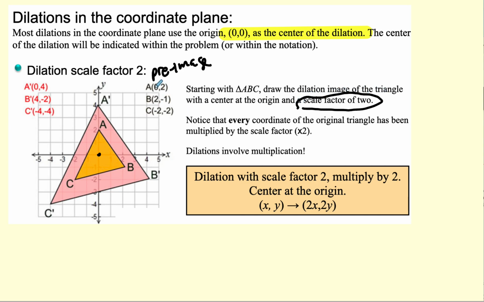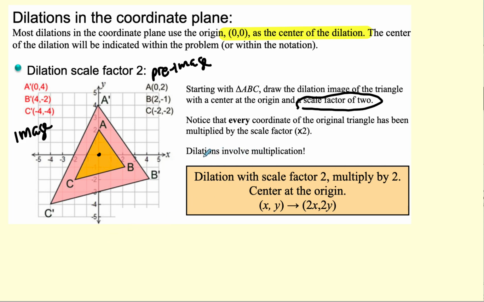So this x coordinate will be multiplied by 2, which will be 0. This y coordinate is multiplied by 2, which will be 4. We'll do that for each one of these points and then plot them. And notice that we have A prime, B prime, and C prime, and this is going to be called the image. This is the after, and you can see that it grew bigger.